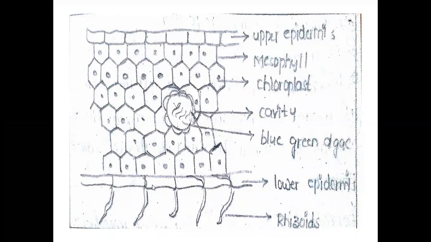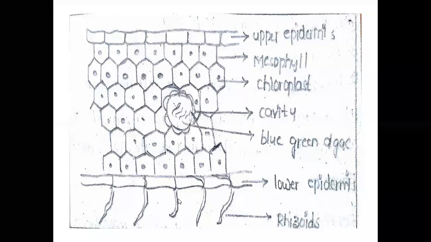The lower epidermis is also made by rectangular parenchyma cells. These contain rhizoids. These mainly help in fixing the thallus on the soil surface. At the same time, they help in the absorption of minerals and water from the soil.